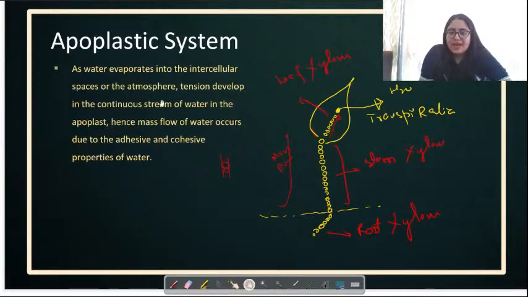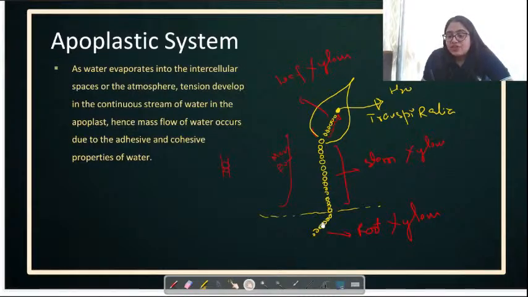And here I am explaining, I have already explained, now I'm reading the line to help you correlate with the diagram. So as water evaporates into the intercellular spaces, like this, intercellular space, because water will evaporate and form vapor with the help of the stomata, right? Spaces or the atmosphere, tension develops in the continuous stream. So you can see, what is this? This is a continuous stream of water, the apoplast, right?